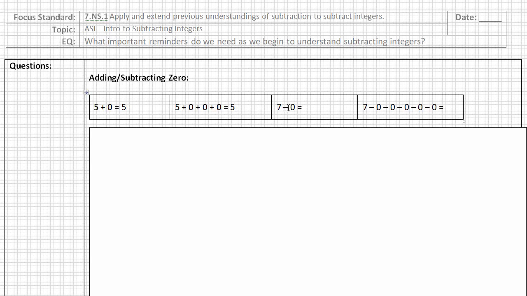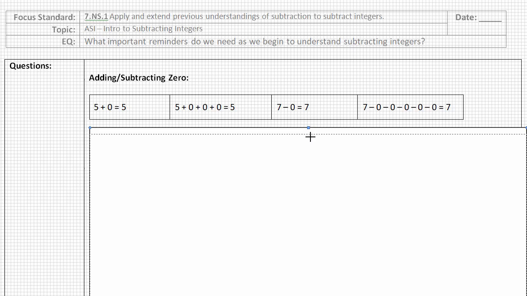If we start with 7 and subtract 0, our answer is still going to be 7. And if we start with 7 and subtract a whole bunch of zeros, our answer is still going to be 7. When we are working with adding and subtracting integers, particularly subtracting integers, we're going to have to be adding zeros on to be able to finish and complete the problem. And we want to remember that adding 0 to any value doesn't change the value. You can add as many zeros as you want, and it doesn't change the value that you started with. That's an important concept to remember as we begin to understand subtracting integers.